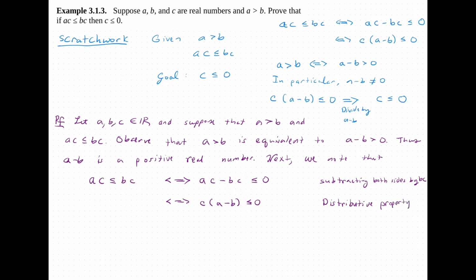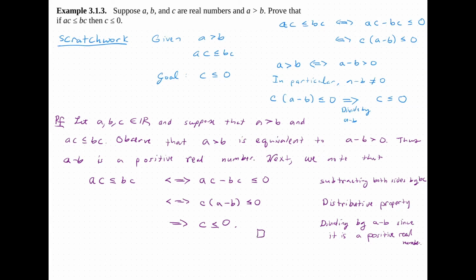And finally we have C is less than or equal to 0, dividing by A minus B since it is a positive real number. Oops, my handwriting is better over here, but that's real number. And we are done. We got the argument. And so we have our conclusion.